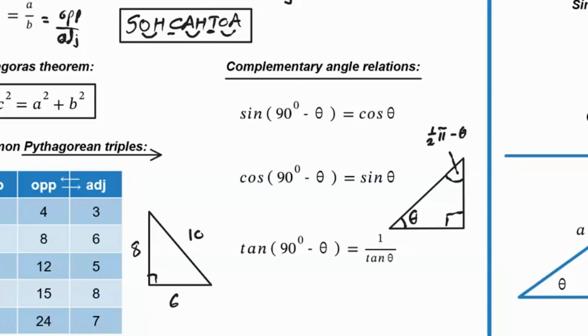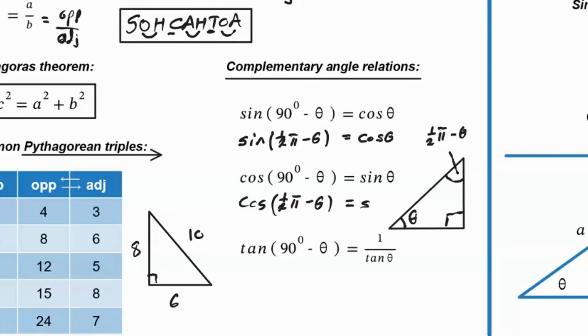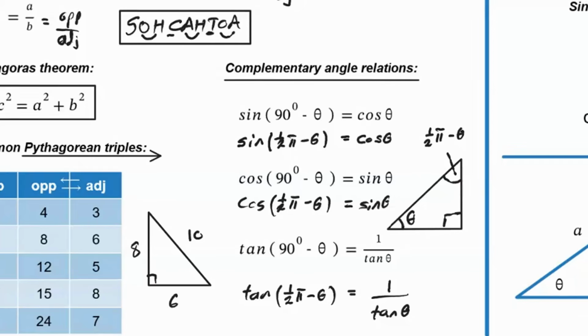So we're saying that sine of 90, which is half pi, minus theta, is equal to cosine of theta. And cosine of half pi minus theta is equivalent to sine theta. And tan of 90 degrees, which is half pi, minus theta is the same as 1 over tan of theta. So these complementary angle relationships are very important. If you understand these basic relationships, you will find it easy solving many problems, as you're going to see. So you need to make sure that you master these relationships.